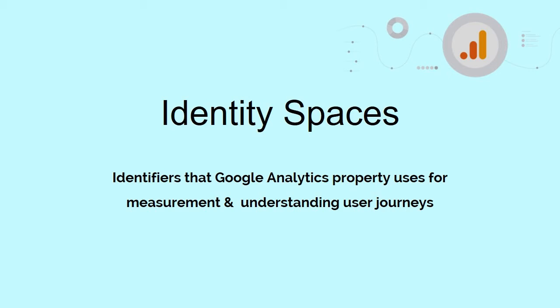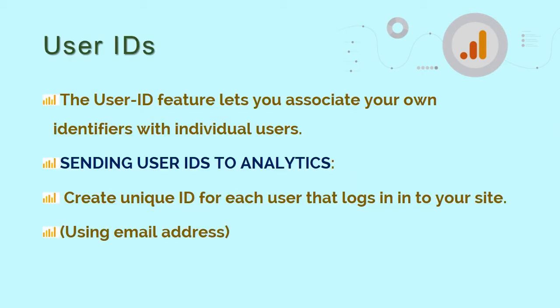That is user IDs, Google signals, device IDs, and modeling. The User ID identity space in Analytics lets us associate identifiers with users who have logged into our website or app. Each user that logs into the system might have a unique username or email address assigned. We can associate that email address with the user IDs in Google Analytics.